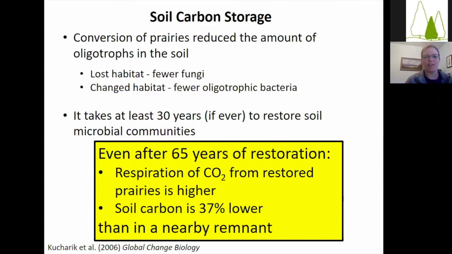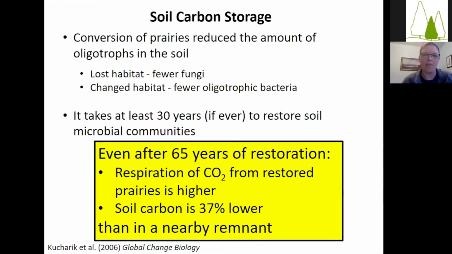And this results in something that's an example from the oldest restoration in the country. It's in Wisconsin, where even after 65 years of restoration, there's more respiration of CO2 from restored prairies, and there's less stored soil carbon in restored prairies than in a nearby remnant. And the soil carbon is actually very significantly less. It's almost 40% less in this restoration than in a remnant.